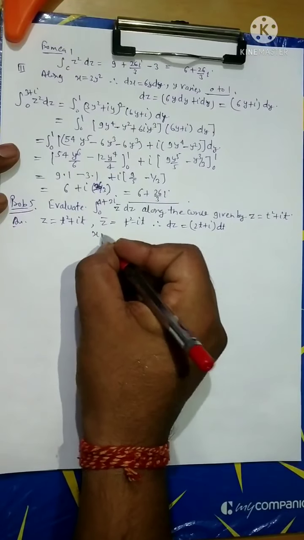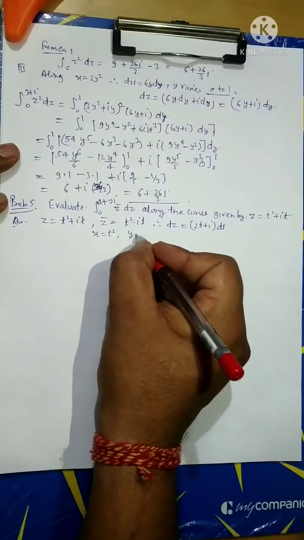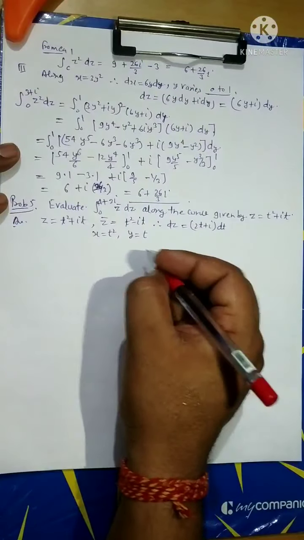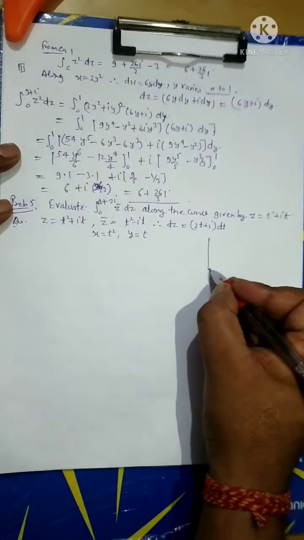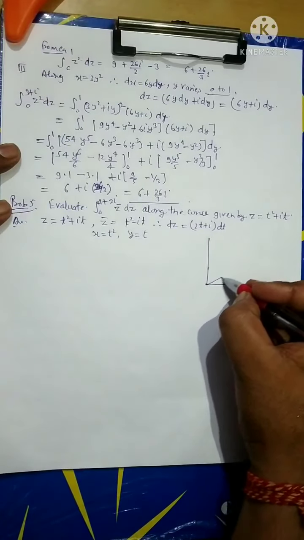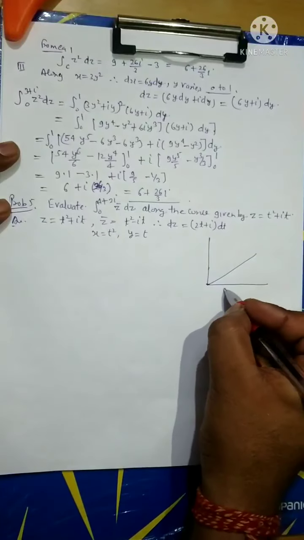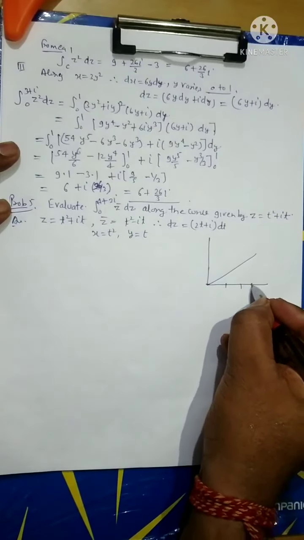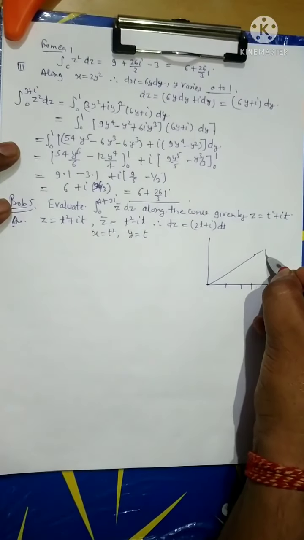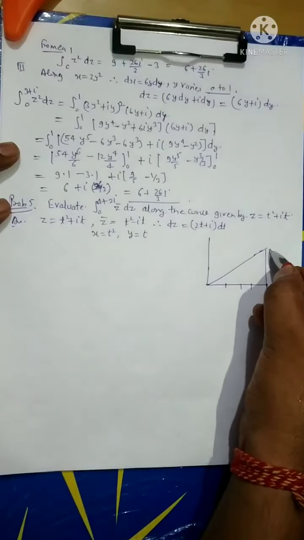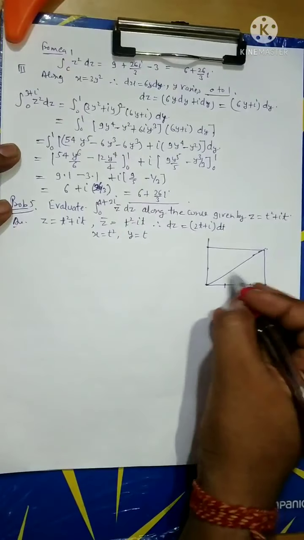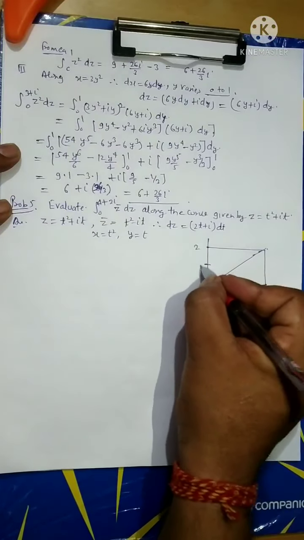We take x is equal to t square, y is equal to t, that is, we explain this is equal to 1, 2, 3, 4, 1, 2.